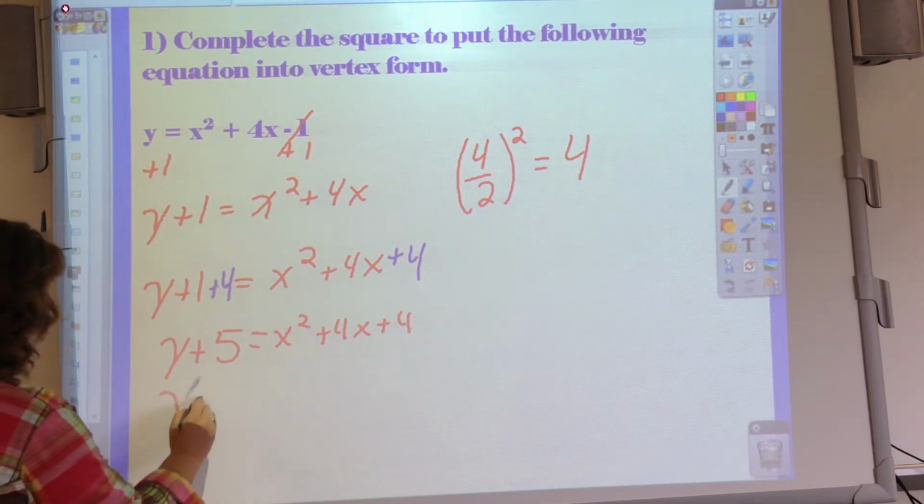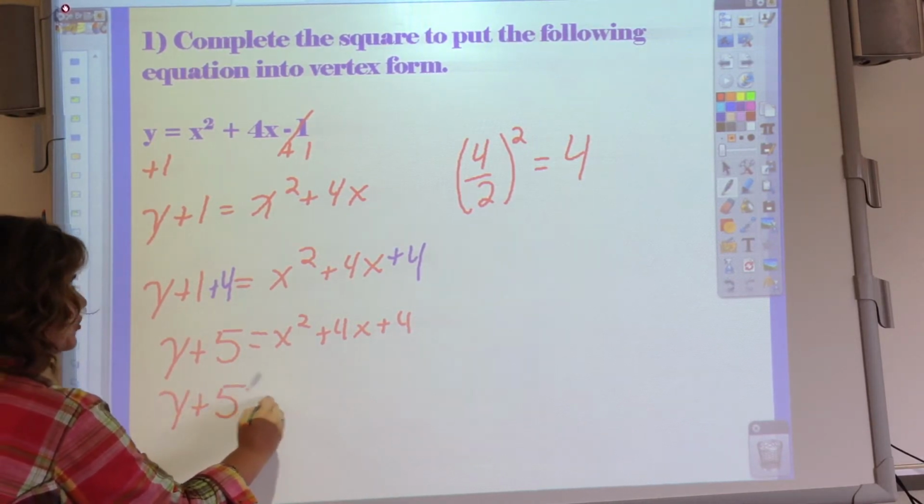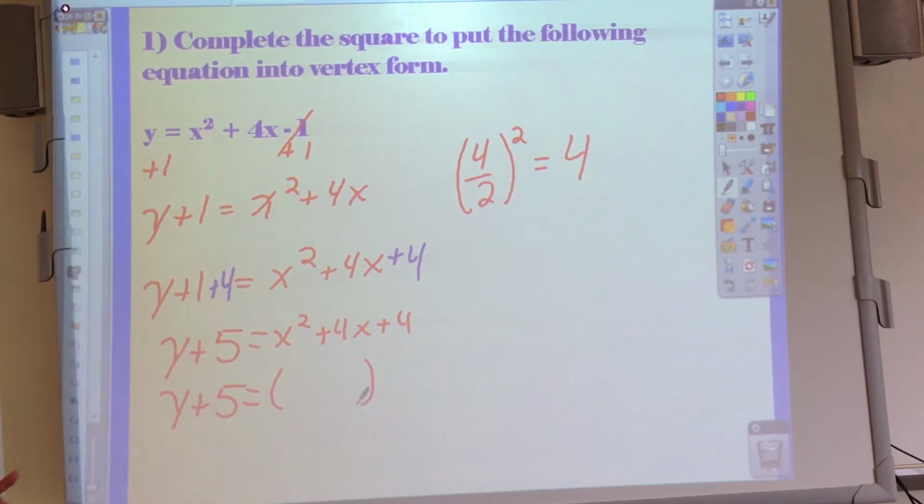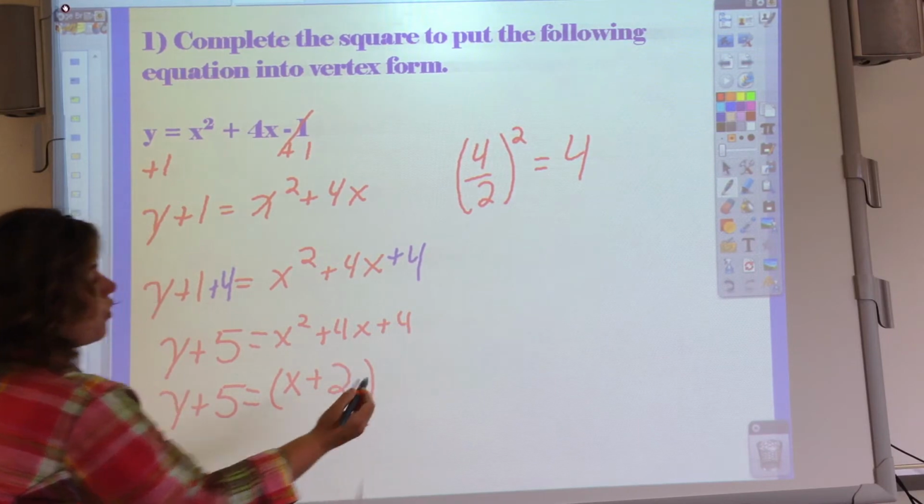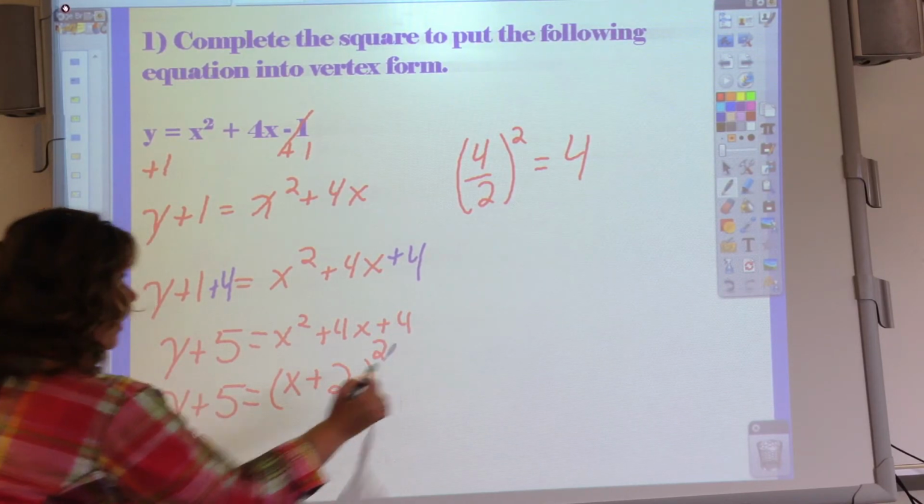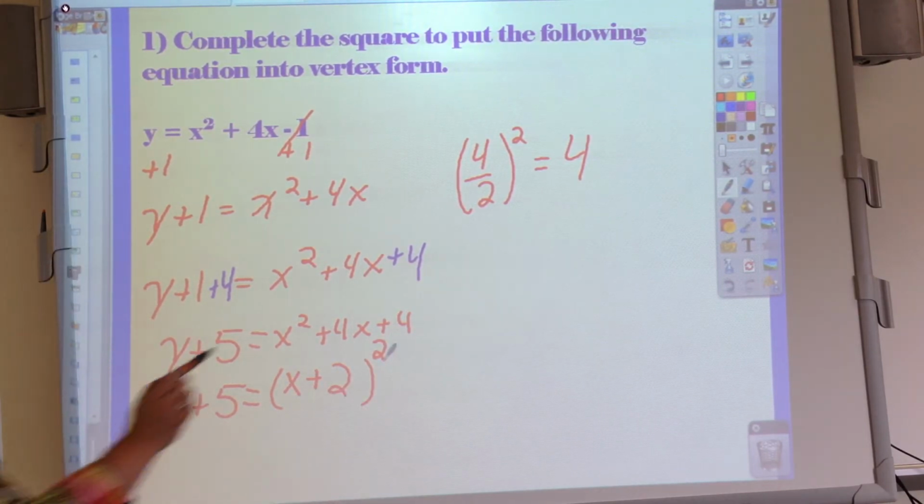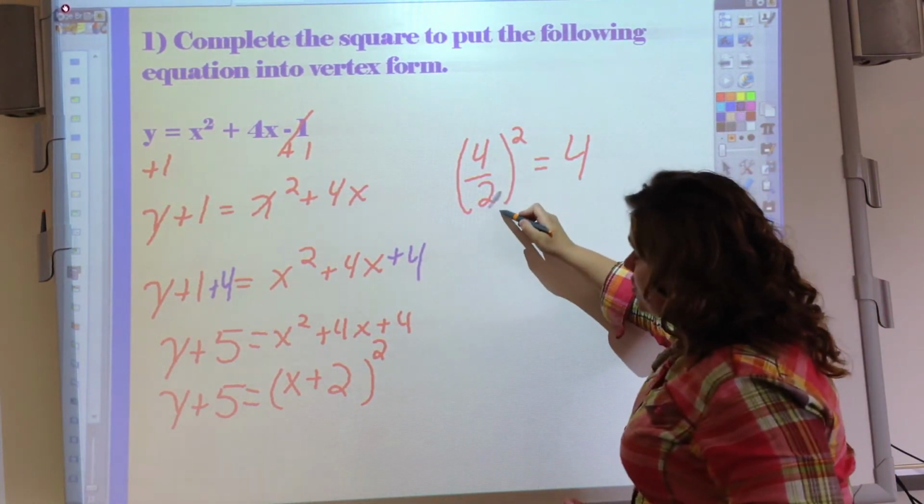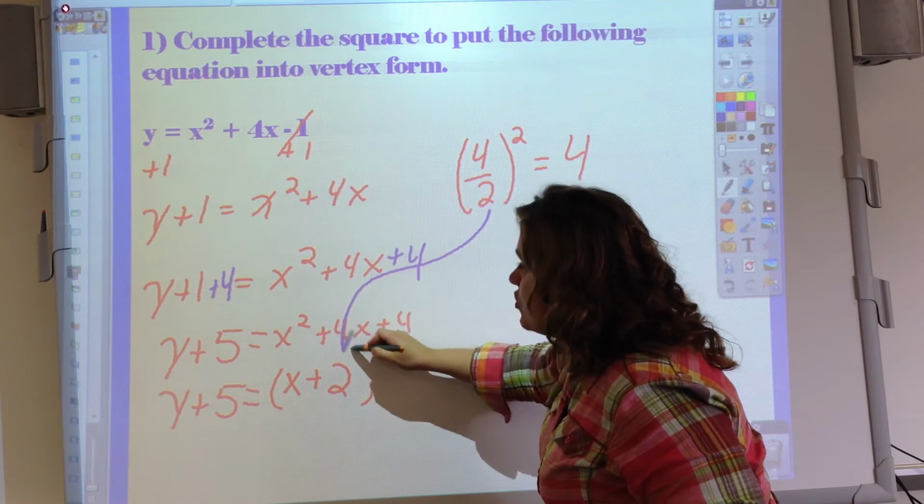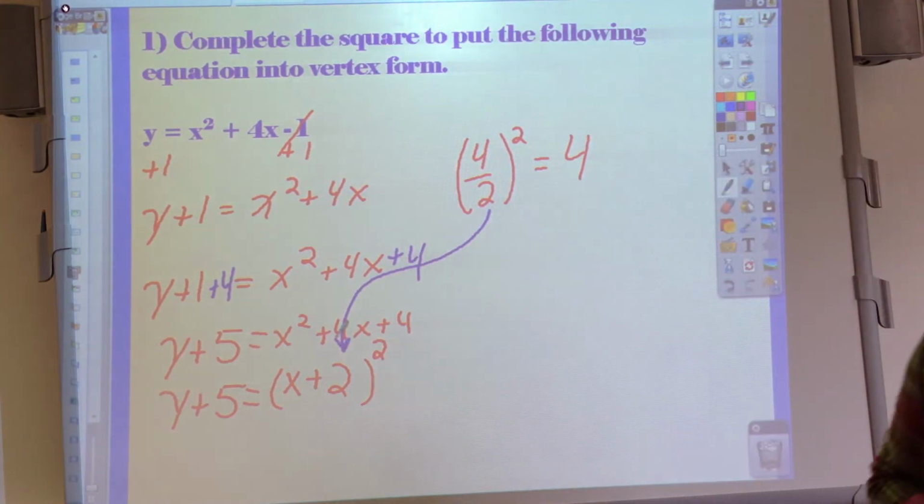which I could now complete this square. What are the factors of 4, whose sum is 4? Hopefully you will agree with me that that's 2. And this would be x plus 2 times x plus 2, or x plus 2 squared. Now please notice that this value inside right here, 4 divided by 2, is 2. And so those values are one and the same.